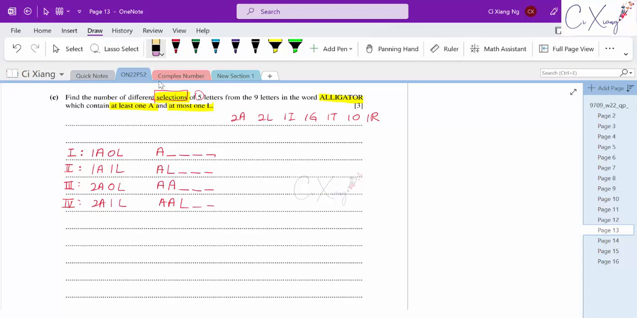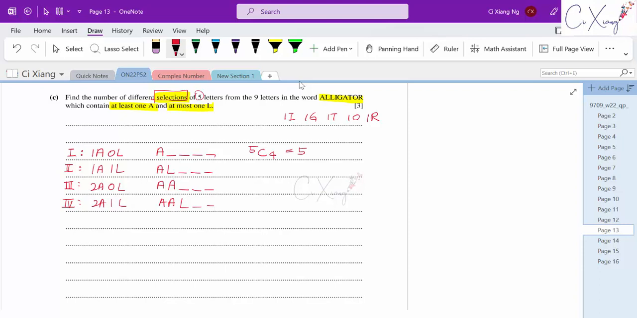And now I will want to select all the letters. When we want to select the letters, we should exclude the A and L, because if we include the A and L in the selection, it will actually mix up our cases. Since we already list out all the possible cases for A and L, we should ignore the A and L in the selection. So for the 4 letters here, I am going to select from the 5 letters here. So it should be 5C4. 5C4 means that from the 5 letters, I want to choose 4. Selection means combination. So 5C4 equals 5.